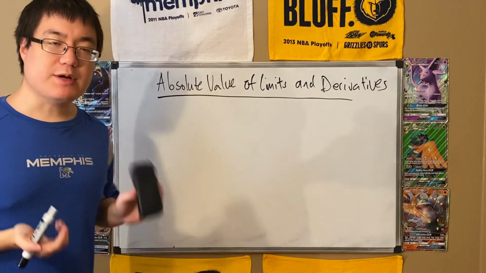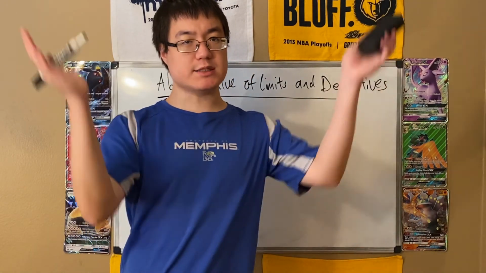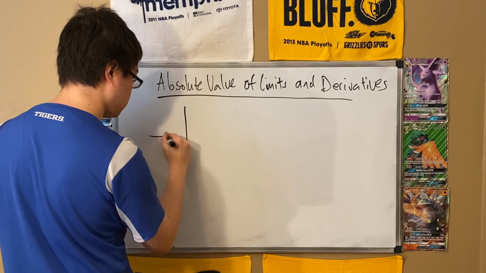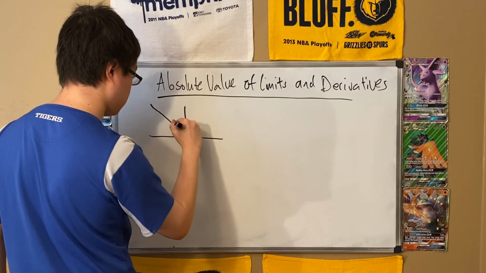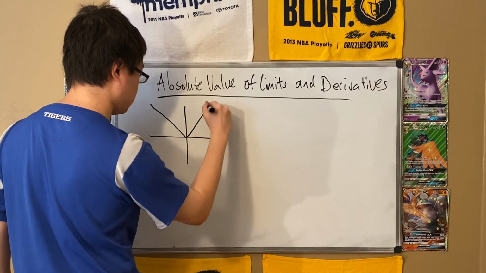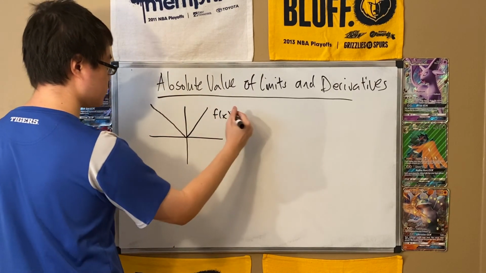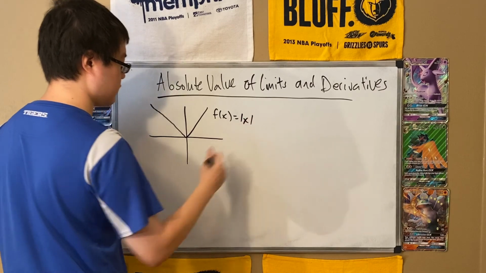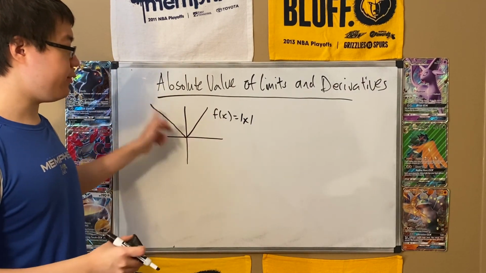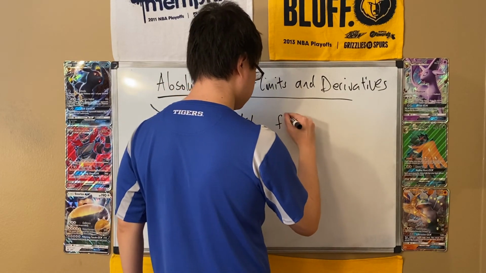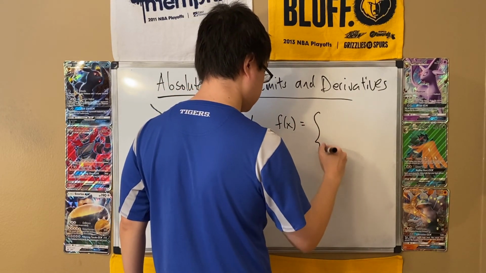So everybody knows what absolute value looks like since Algebra 1. It's that famous looking V. So let's draw that real quick. The problem with absolute value is that it's not just one function, it's sort of two functions. It's a piecewise function. There's this line and this line. So let's define it as a piecewise function. f of x equals this.